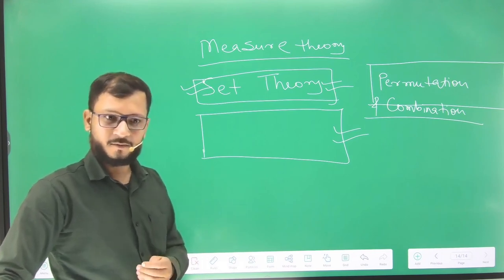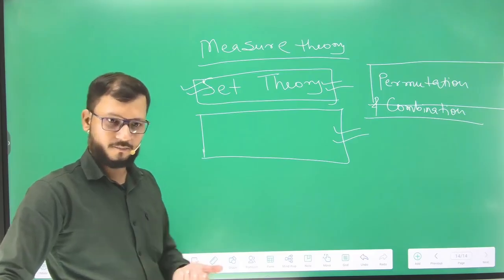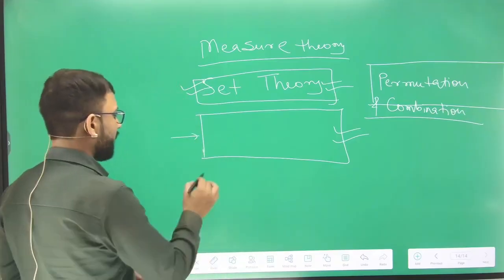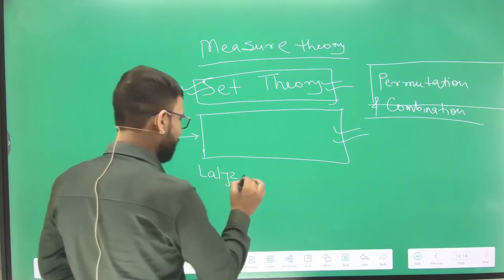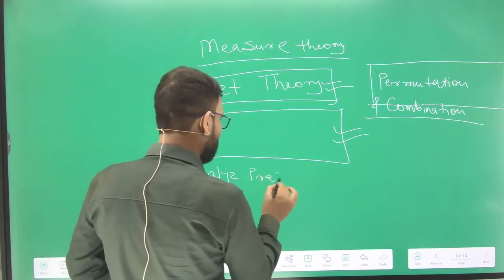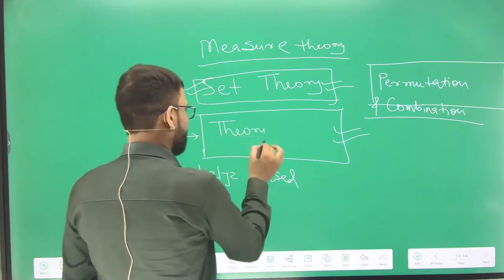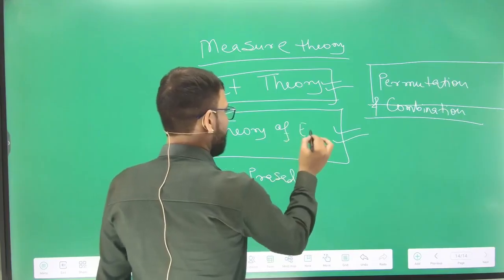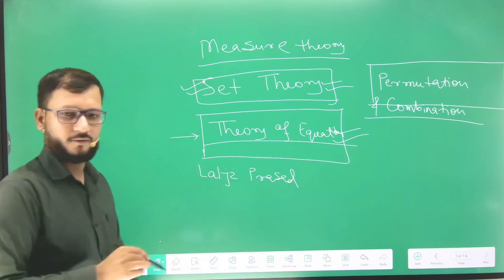Newton-Raphson method, Regula-Falsi method. So there is one book written by Lalji Prasad. You can find this book on Amazon as well. The book name is Theory of Equation. It is a very small book. In this they have written a lot of things about how to solve different types of equations.